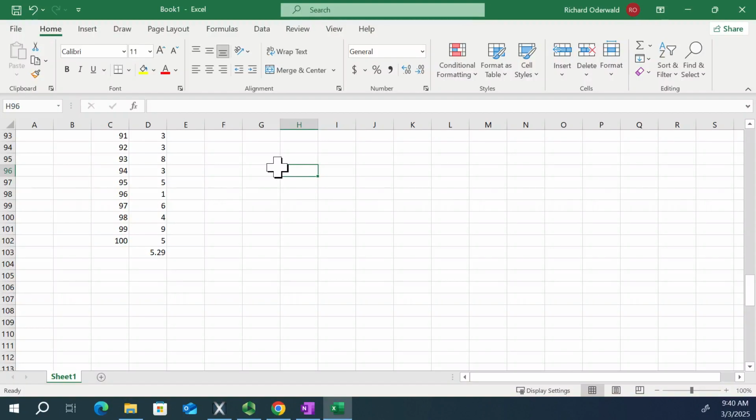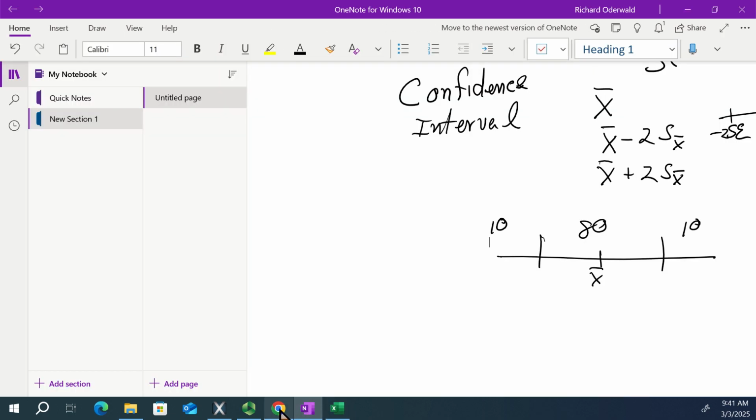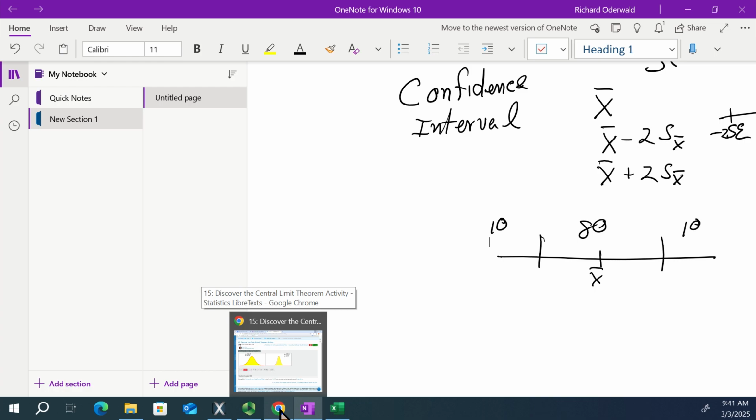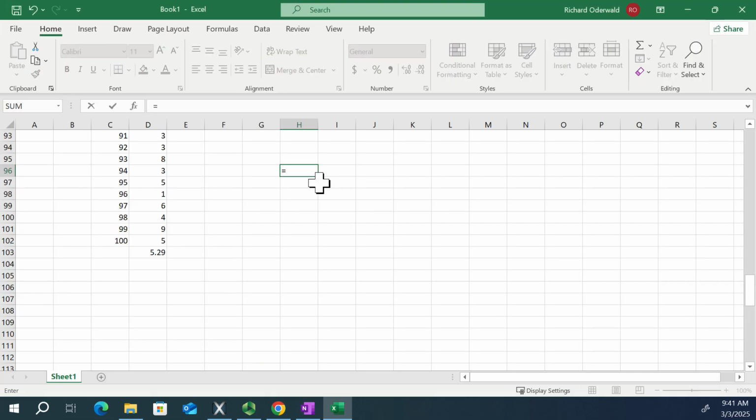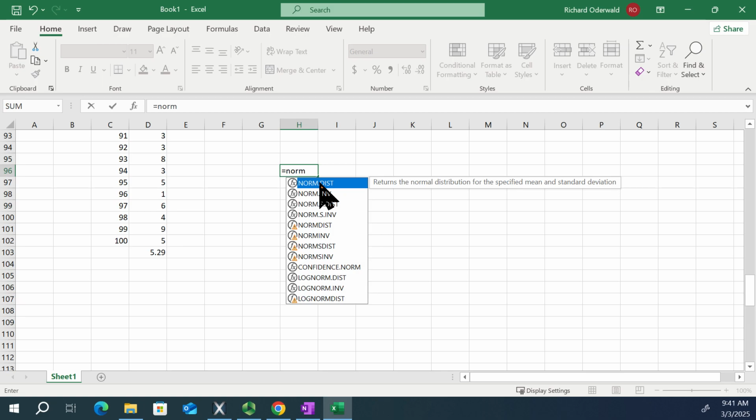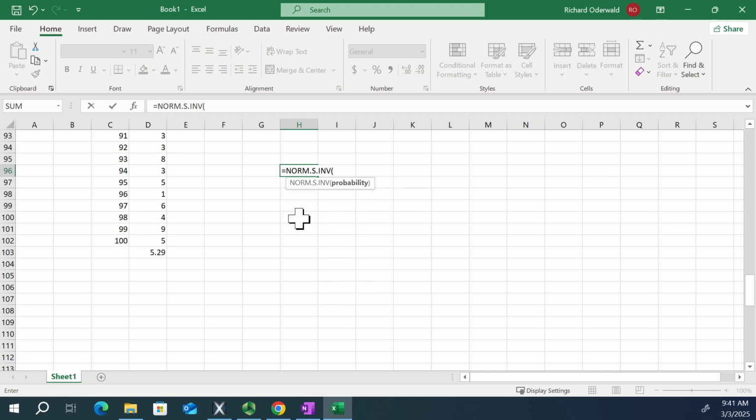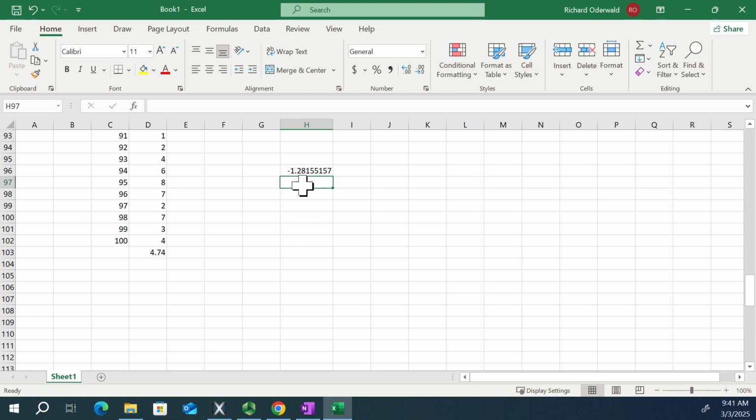This is where I have to use the normal distribution function, and everything comes from the left. So if I want the low end of this 80%, I want this. This is going to tell me how many standard errors it is. I need equals norm.s.inv. And this is going to tell me what the multiplier is for the standard errors. I put in 0.1, 10%, and it is minus 1.3 standard errors down.